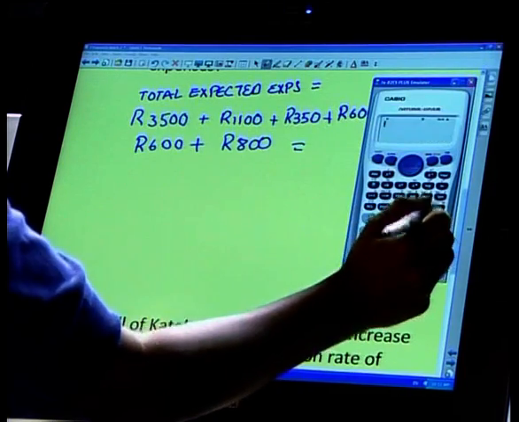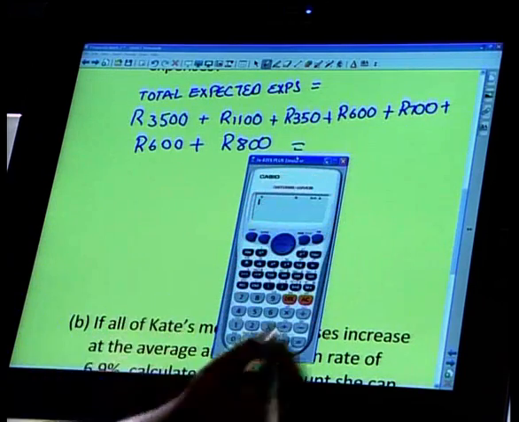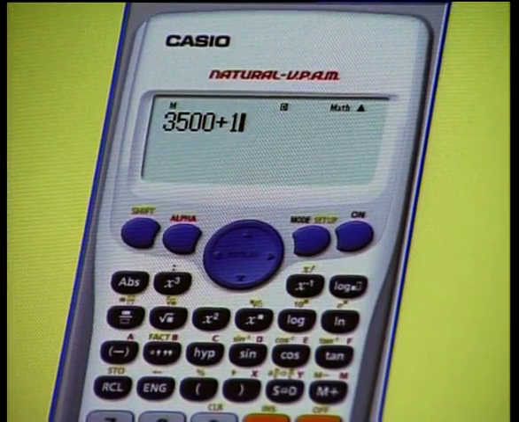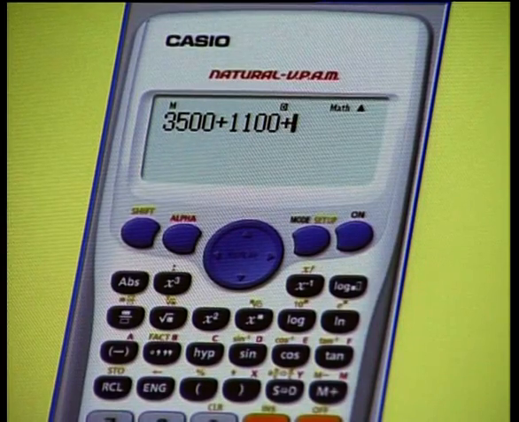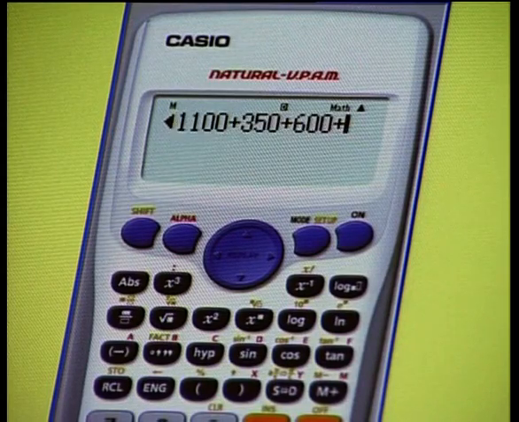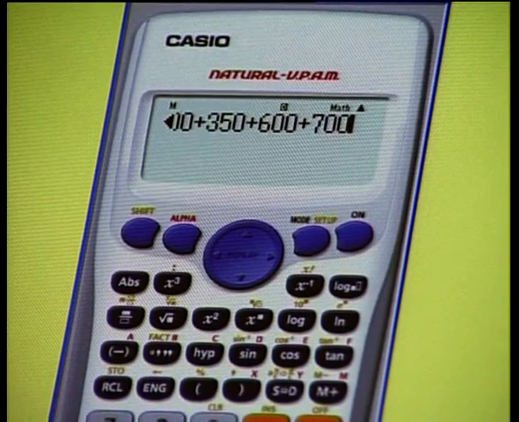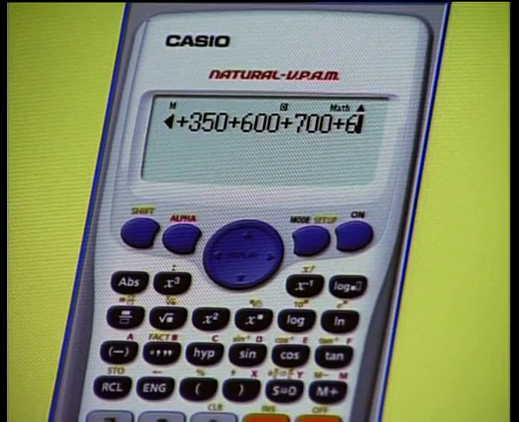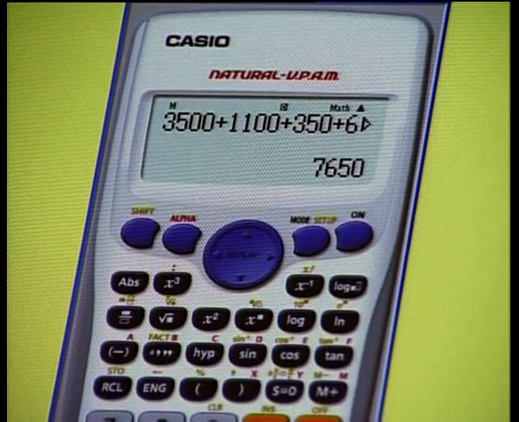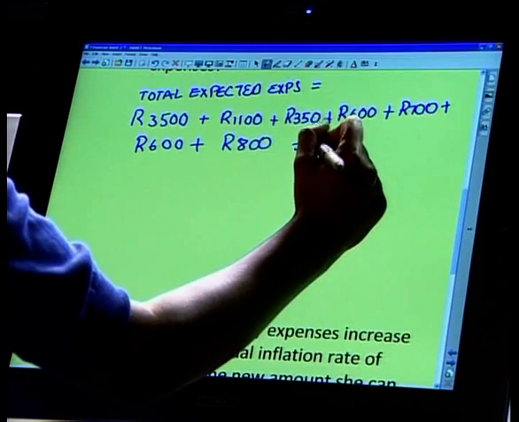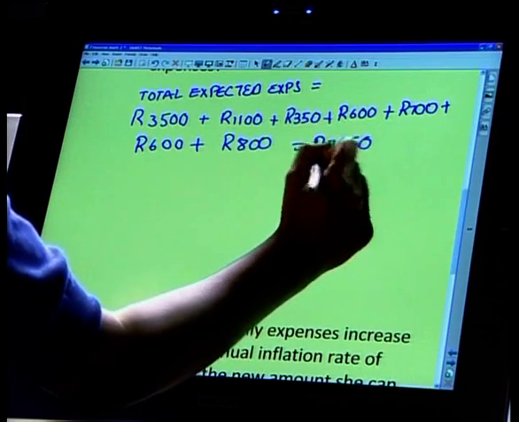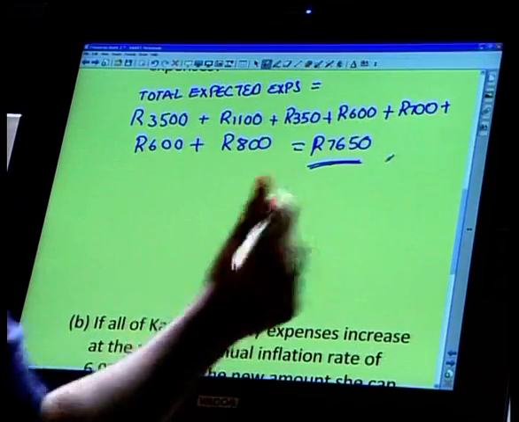So we call up the calculator. Alright, so we've got 3,500 plus 1,100 plus 350 plus 600 plus 700 plus 600 plus 800, and that gives us 7,650 Rand. So she's going to spend 7,650 Rand, or that's what she's budgeted to spend in that month.